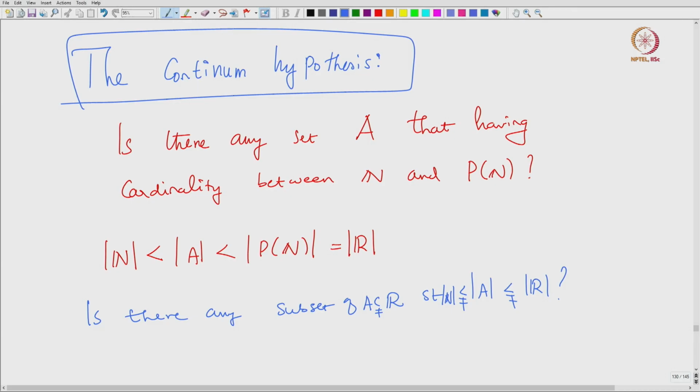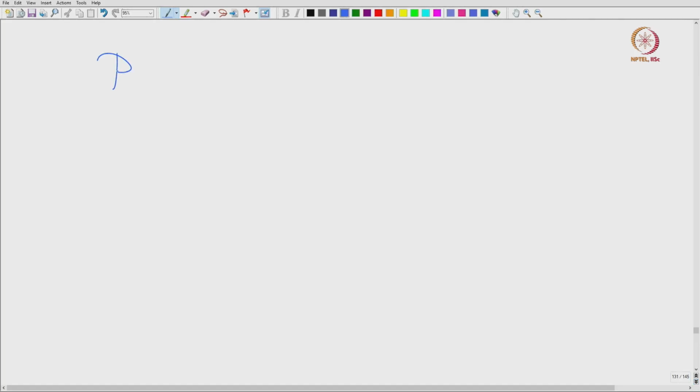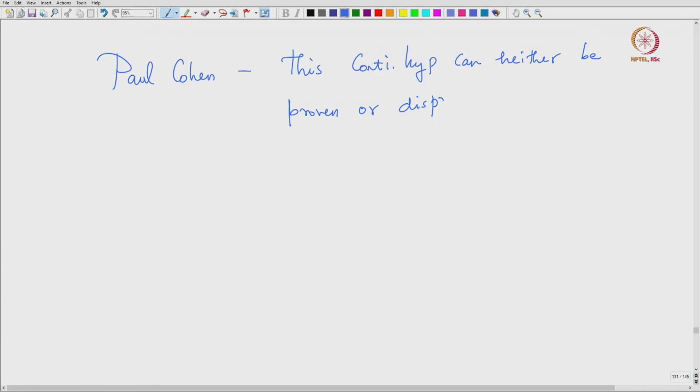Actually, Paul Cohen won a Fields medal for proving that this question can neither be proven nor disproven using the ZFC axioms. So, indeed Paul Cohen proved that this continuum hypothesis can neither be proven or disproven using only the ZFC axioms.